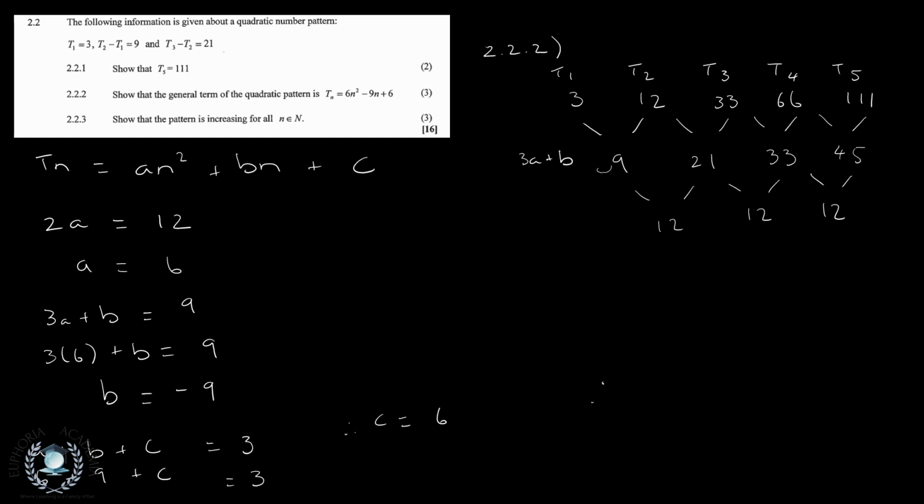And finally, after getting all our variables, we know that Tn is equal to our a is 6n squared plus our b is -9, so I shouldn't have put that 9 over there, -9n, and then our c is 6, so that is plus 6. I'll just write it in a proper way, and that is what we have, and that matches with what we're meant to show.